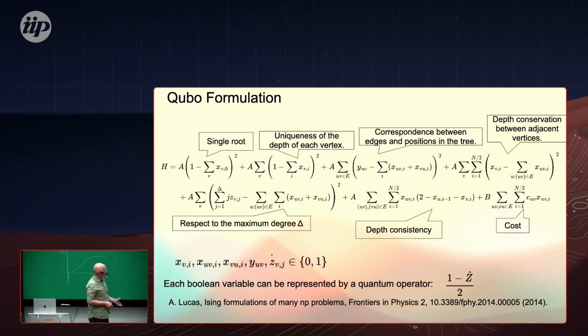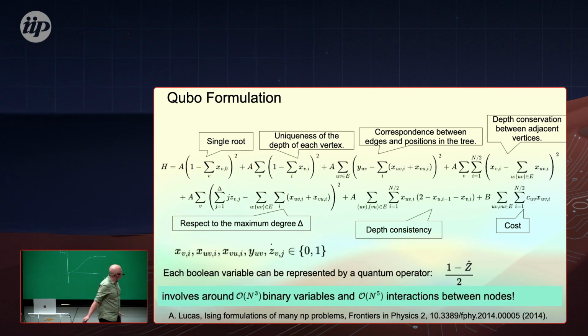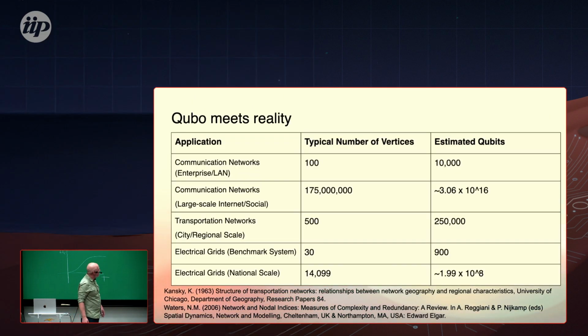But everybody that starts working with this kind of problem and goes for a quantum computer to try to solve it faces a problem. It's quite hard to get the exact number of qubits that you would need to attack some relevant problem. So, for example, in general it involves something like n^3 binary variables and n^5 interactions between nodes.